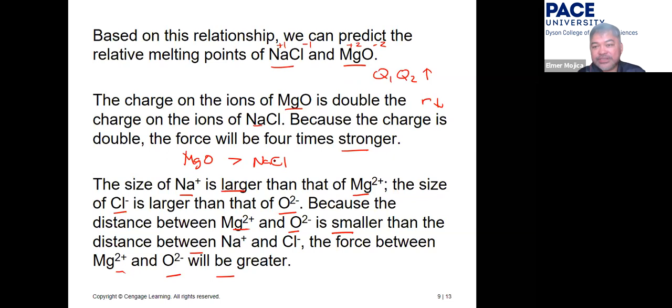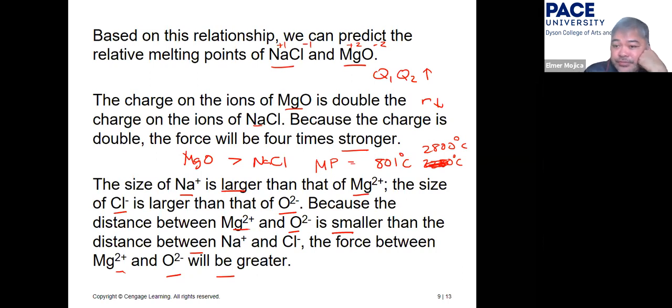And what's the evidence to prove that MgO indeed is stronger than NaCl? If you look at their melting points, NaCl is at 801 degrees Celsius, while magnesium oxide is 2800, not that one. So the melting point is the evidence that MgO, which has a higher charge and smaller distance between one another, is much stronger in force compared to NaCl. So maybe that's the type of question that we're going to have. You just look at the charge. The one that has the higher charge, most likely that's the stronger one.